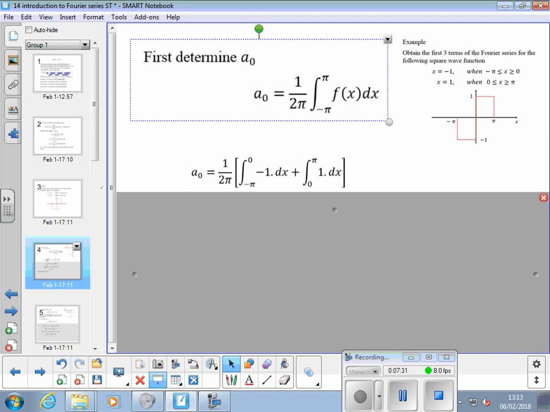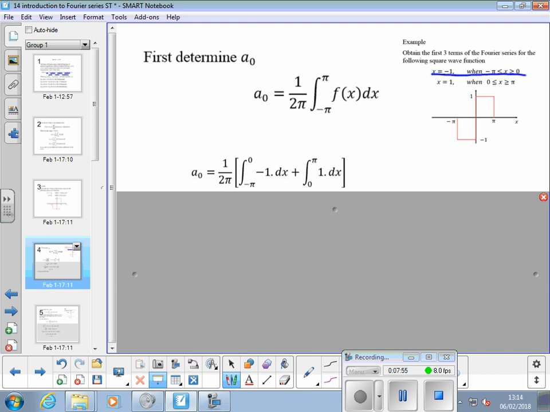Because this thing is discontinuous, we've got 2 values for the function. We need to separate that. So we're going to do A0 is equal to 1 over 2 pi, some big brackets, and then we have to do the integral between 0 and minus pi of minus 1. That comes from here. Plus the integral between 0 and plus pi, where the function is 1. So we integrate those 2 separately.